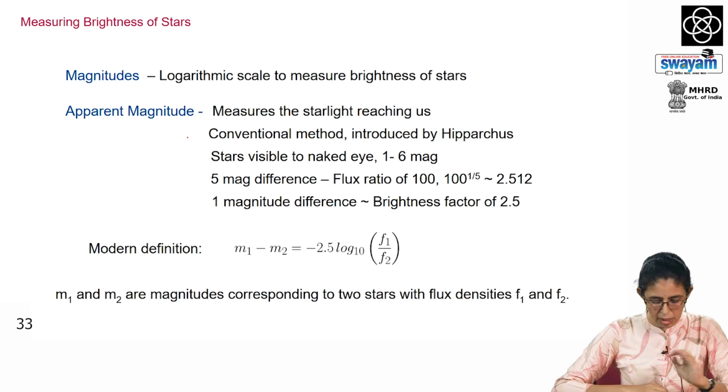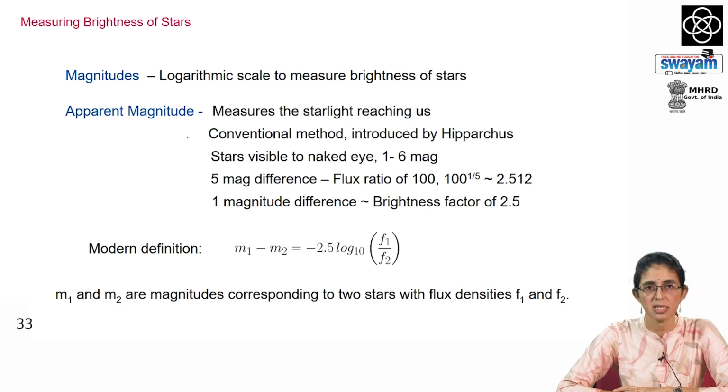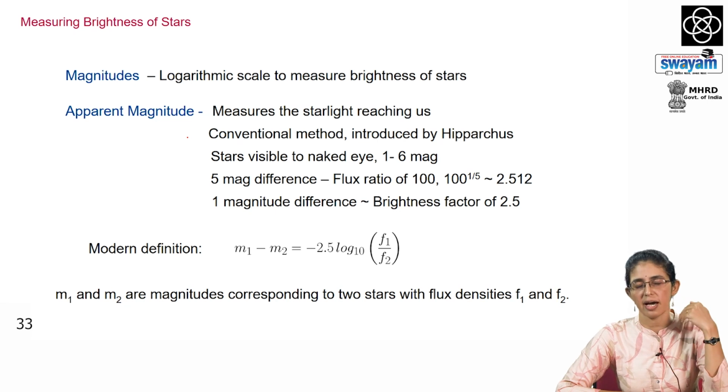A more common measure of brightness in the optical, and of course now also in the IR and UV, is something known as magnitudes. This is a very historic concept, and it relates the brightness of the stars on a logarithmic scale, and the apparent magnitude measures the light of the star as we see it from earth.